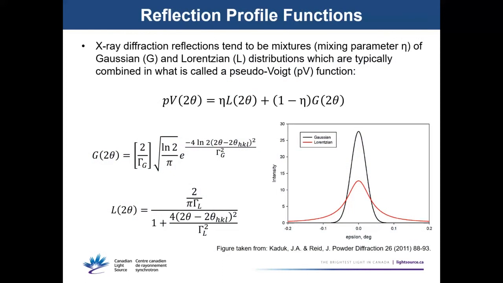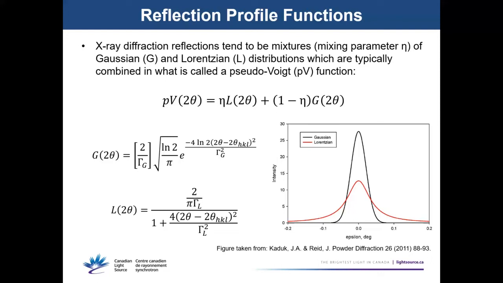A number of different functions are used to describe the X-ray diffraction peaks, but the most common is called the pseudo-Voigt. A pseudo-Voigt function is just a mixture of Gaussian and Lorentzian components with a mixing fraction eta. The Gaussian component tends to be mainly due to the instrument, while the Lorentzian component tends to be mainly due to the sample, at least with X-ray diffraction. It's a little different with neutron.